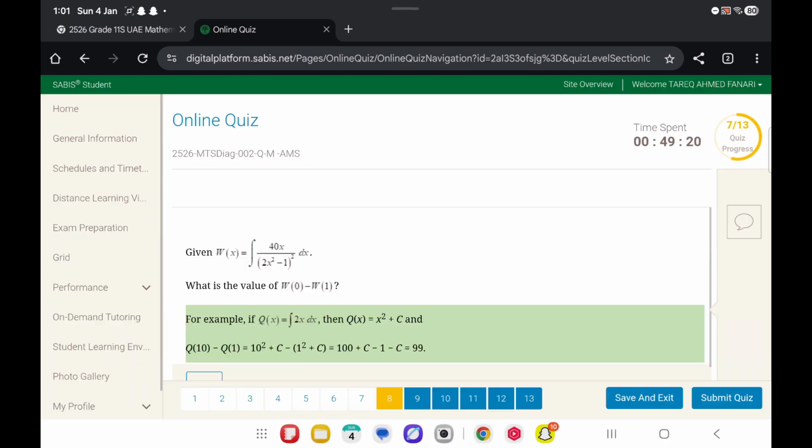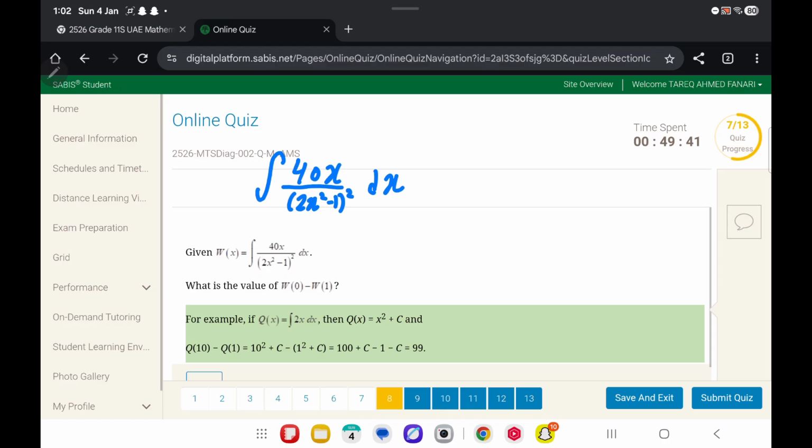What's the value of W? Okay, W is an integral. So what do we do here? Let's find the integral, right? Let's integrate this. 40x over 2x squared minus 1 squared dx.